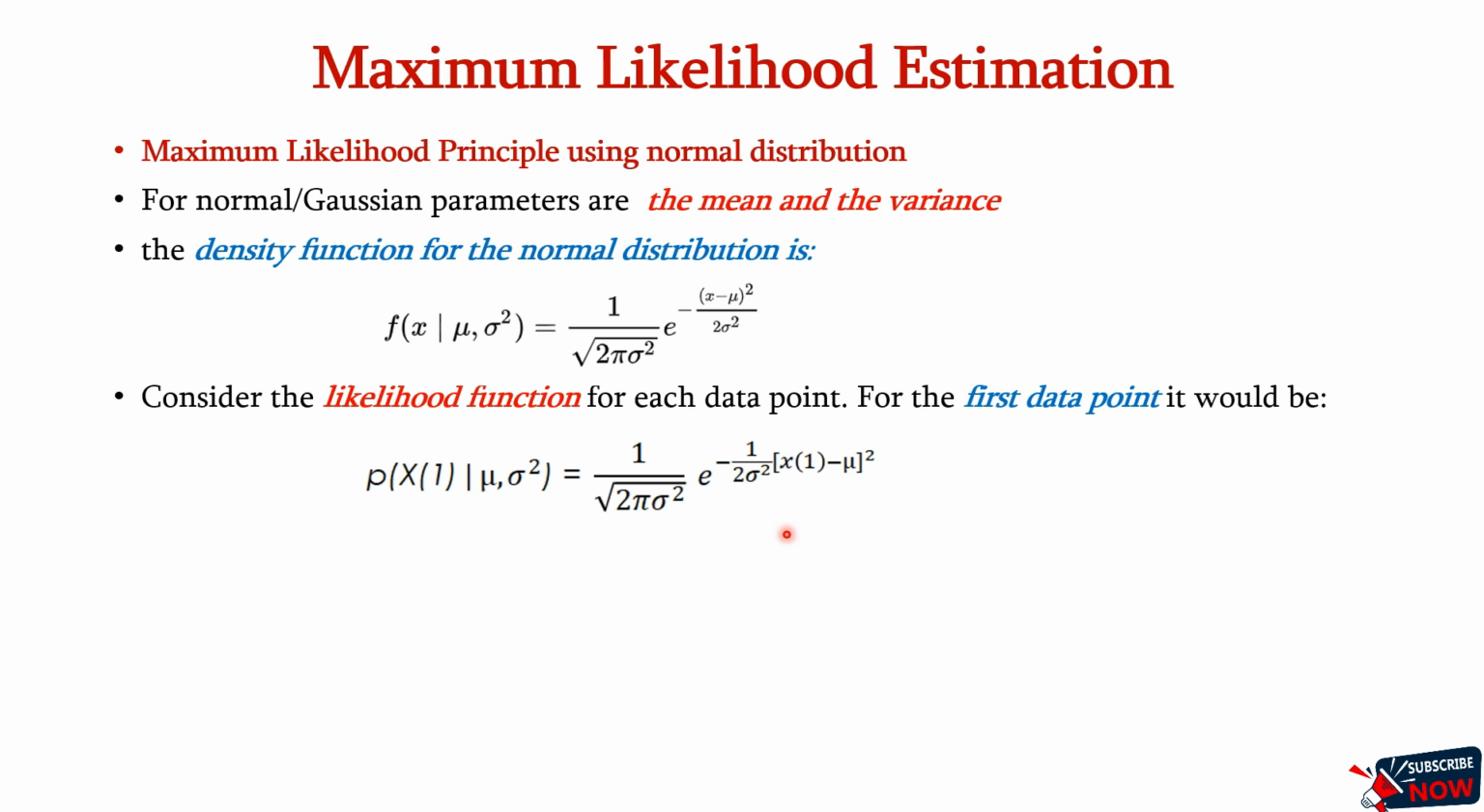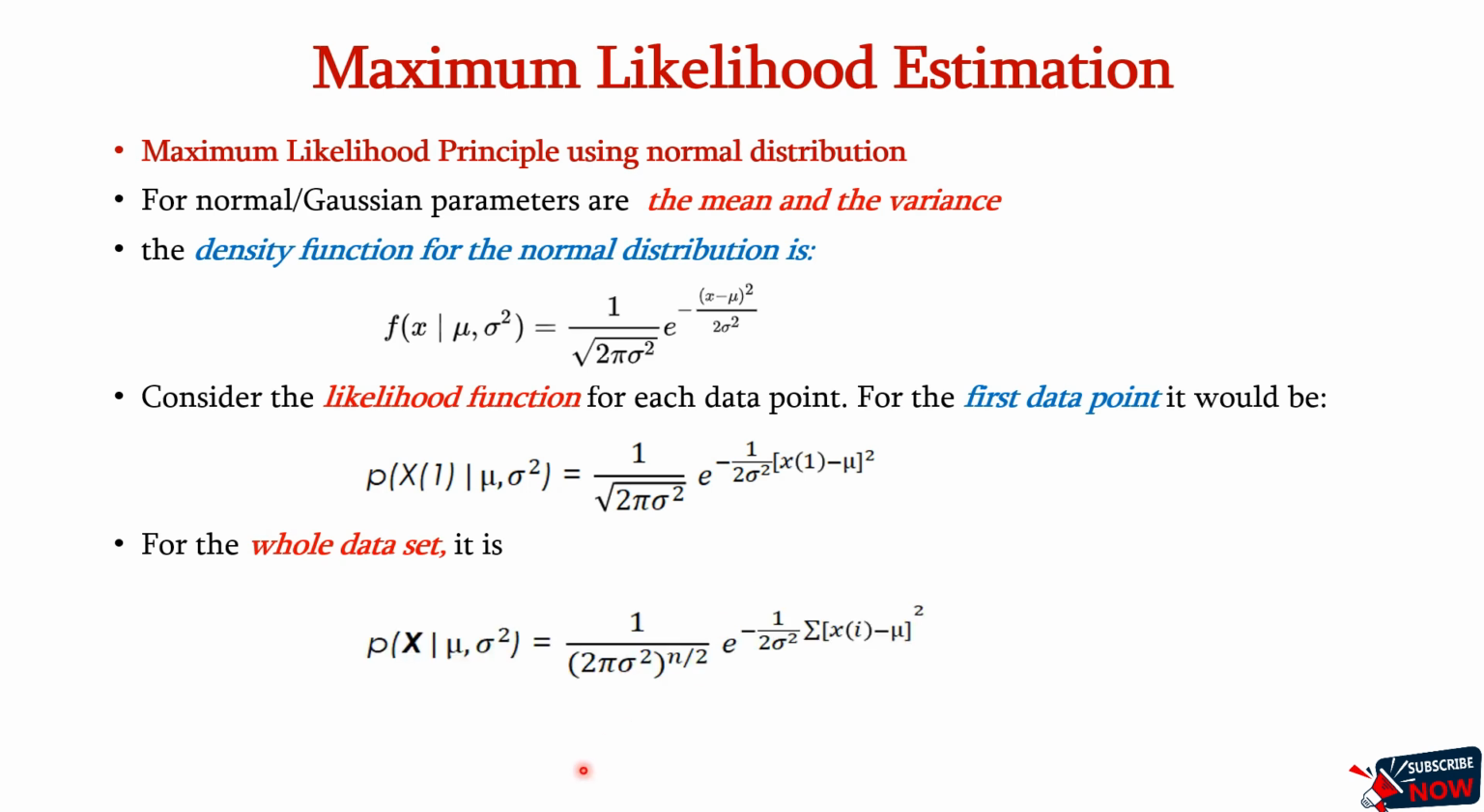If we consider the n data points, that is the whole data set, then the equation will be like this. So instead of x of 1 we have x here, and this root of 2 pi sigma square can be expressed as 2 pi sigma square whole power 1 by 2. So instead of square root we can express it as exponentiation of 1 by 2. Since here we are considering n data points, it is expressed as 2 pi sigma square whole power n by 2. And here instead of x of 1 we have x of i, and we have summation here since we are considering the n data points. So this is the equation for the whole data set.